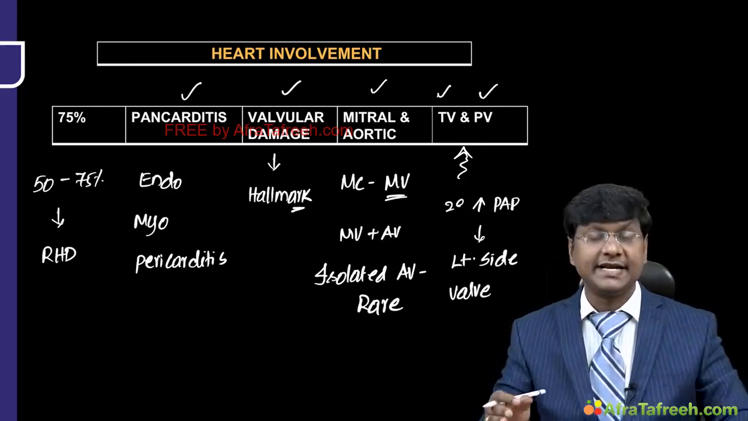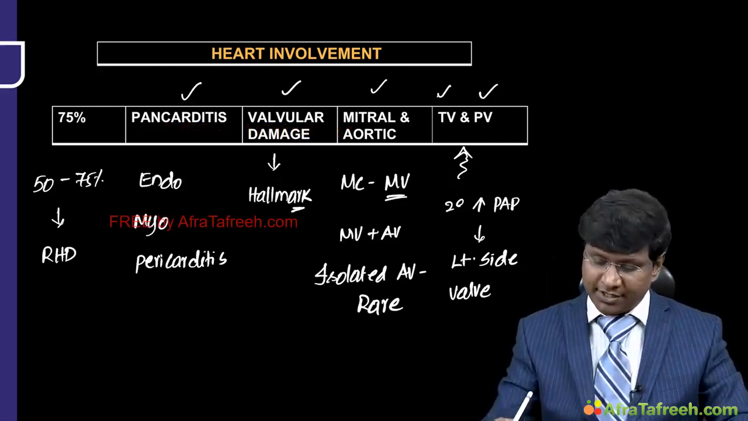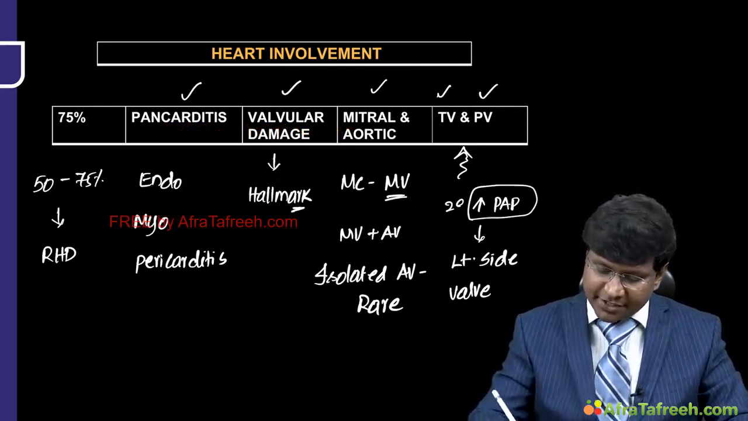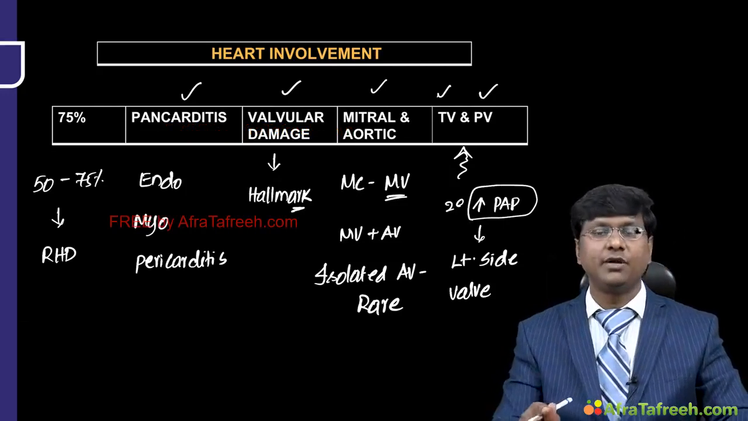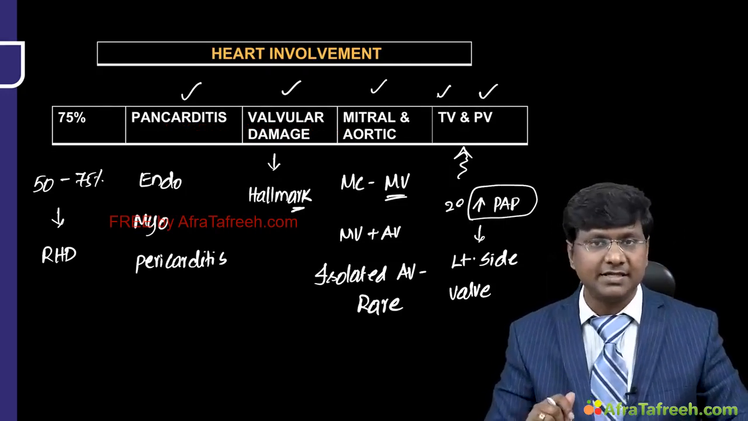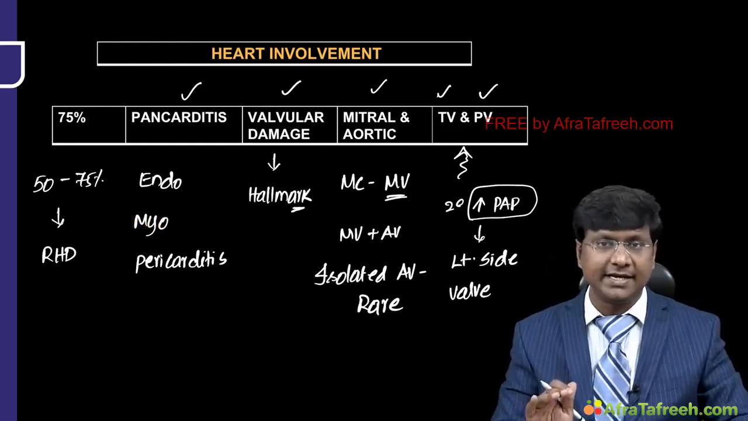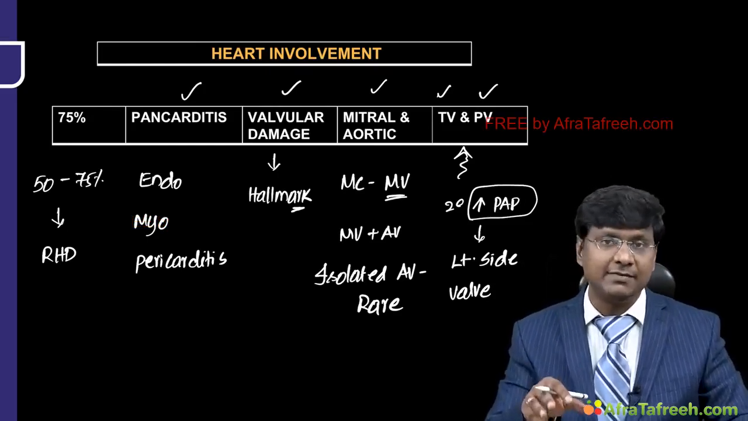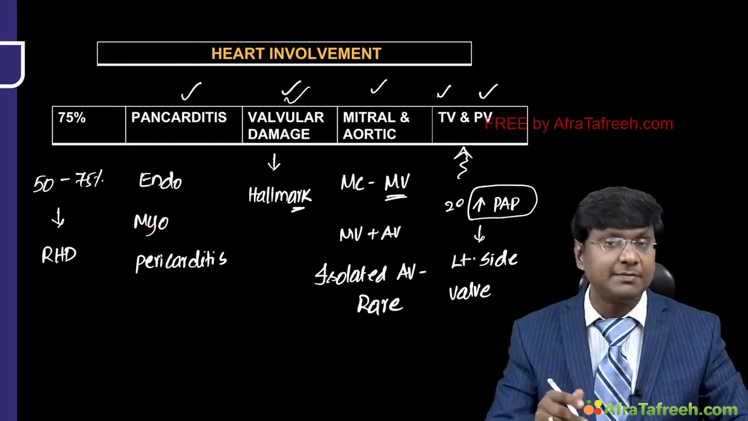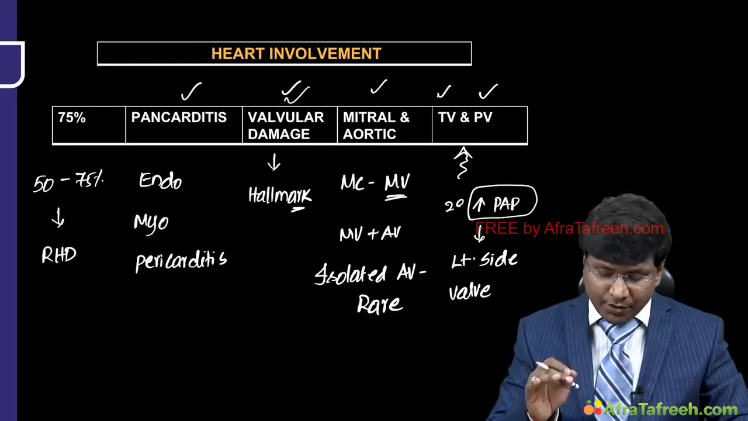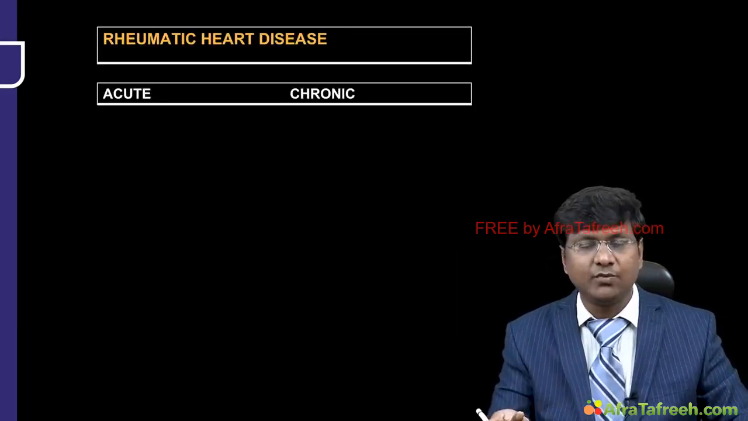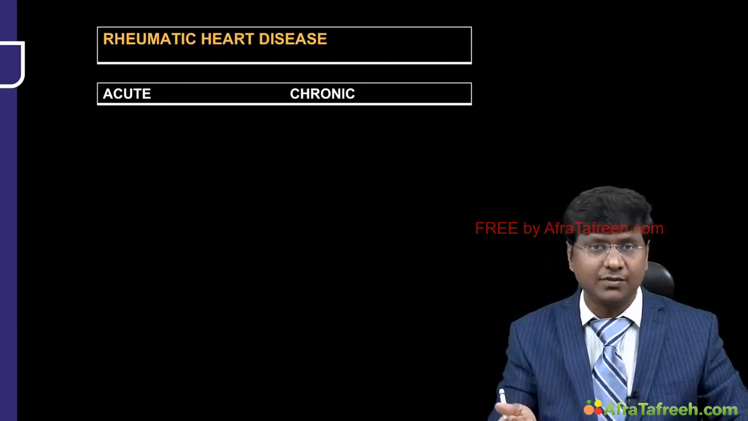Okay. So secondary to left-sided valvular pathology, there will be an increase in pulmonary artery pressure. Secondary to that, there will be involvement of your tricuspid valve as well as the pulmonary valve. So that is the basic introduction of the cardiac involvement. Now, this valvular involvement is your hallmark, which we have discussed. In acute rheumatic fever, what will be the cardiac involvement, and in chronic, what will be the cardiac involvement?